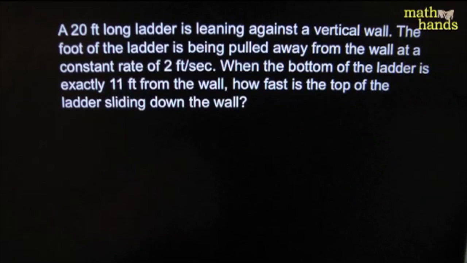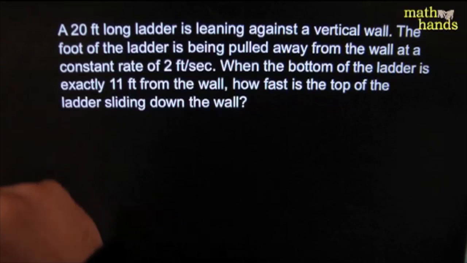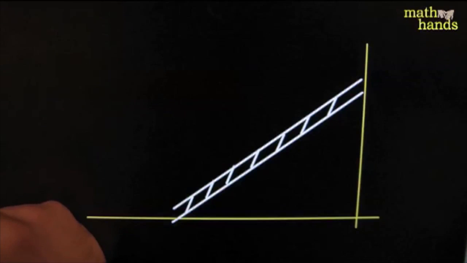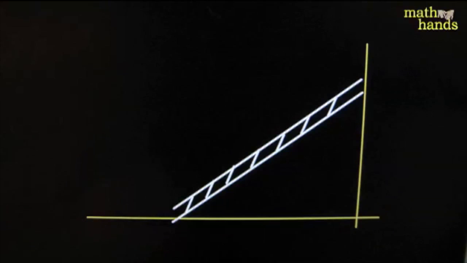A 20-foot ladder is leaning against a vertical wall. The foot of the ladder is being pulled away from the wall at a constant rate of 2 feet per second. When the bottom of the ladder is exactly 11 feet from the wall, how fast is the top of this ladder slicing down the wall? Say what? Oh no, they didn't.